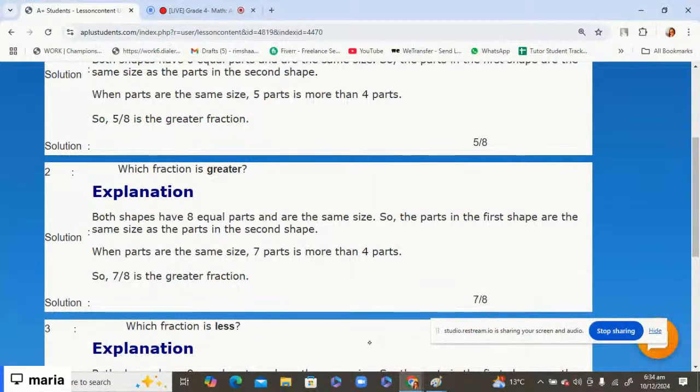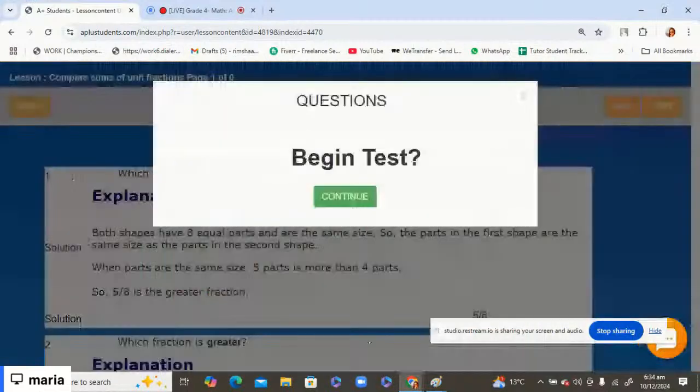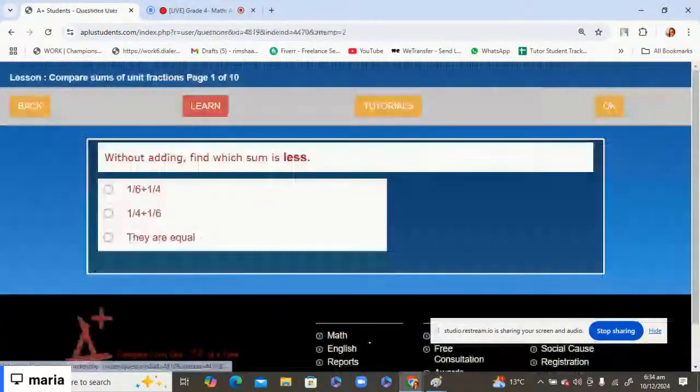Let's do the test. Without adding, find which sum is less. Look at here. This is 1 by 6 plus 1 by 4. This is 1 by 4 plus 1 by 6. It means that both, when you add them, they become equal. So they are equal. Okay.